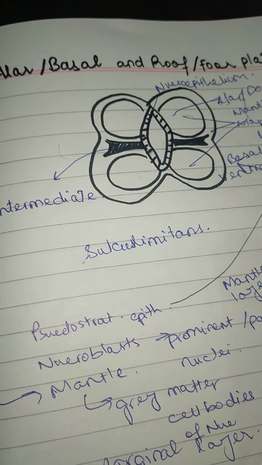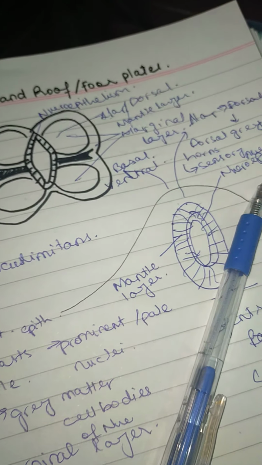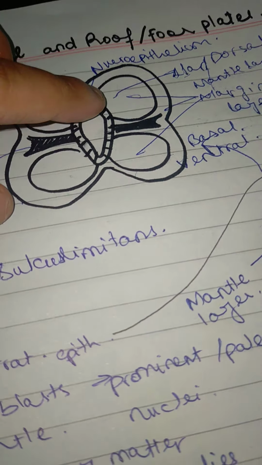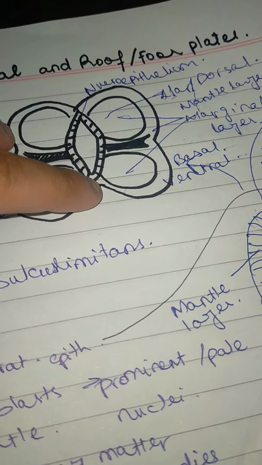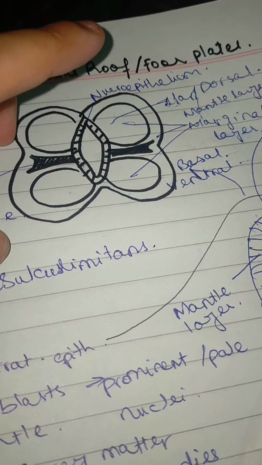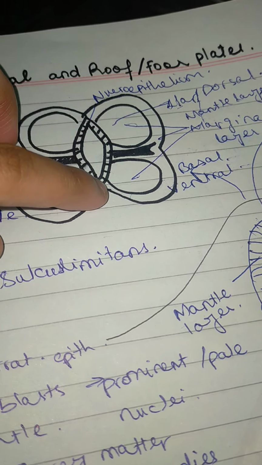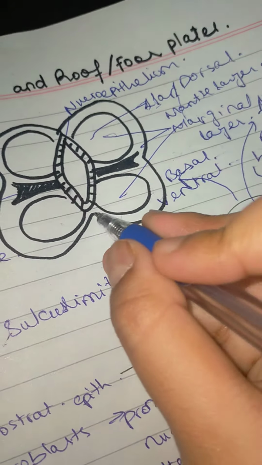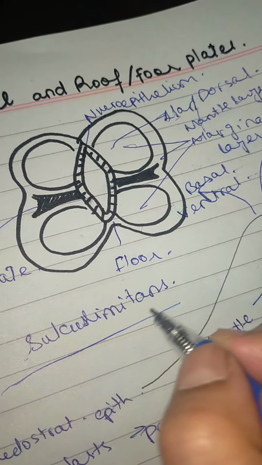So we have discussed the formation of the alar and basal plates. Okay, and the roof and floor plates are basically formed in the neuroepithelium. The floor plate is formed in the ventral part of the neuroepithelium, and the roof plate is formed in the dorsal part of the neuroepithelium. Let me label it. The floor and roof are separated by this sulcus limitans.